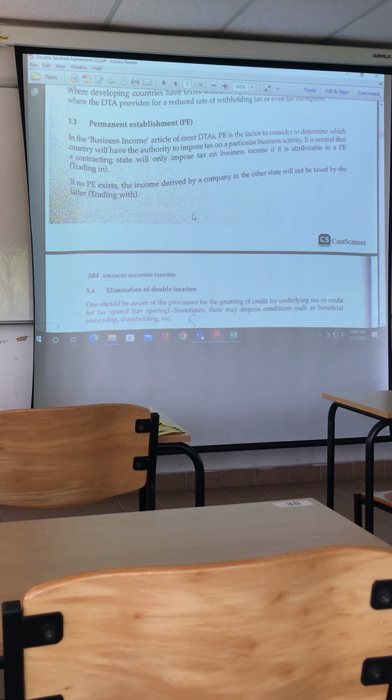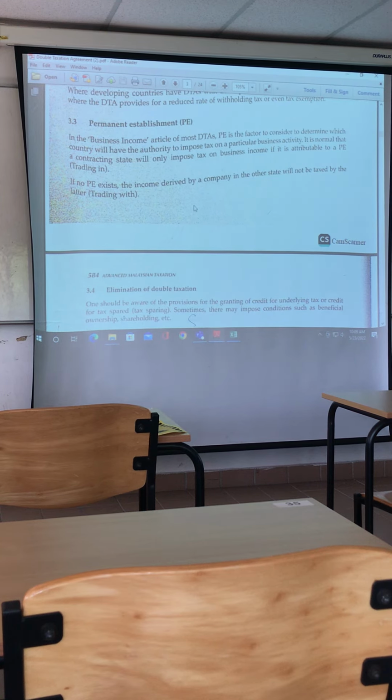So when you have a permanent establishment, we say that you have a business in Malaysia or you have trading in Malaysia. So when I say that you have trade in Malaysia, it means that you have a PE in Malaysia. So most likely you have to pay tax in Malaysia, even though you may not be a resident in Malaysia, you are not a citizen of Malaysia.